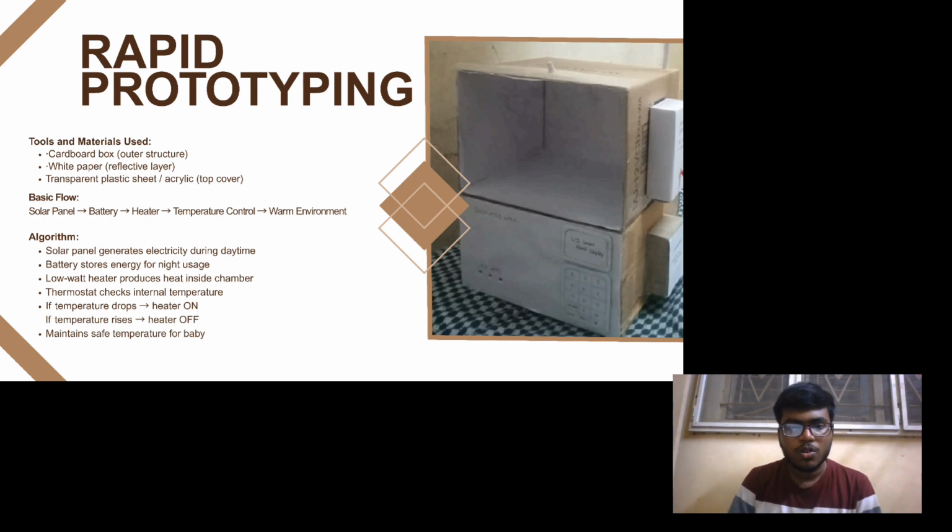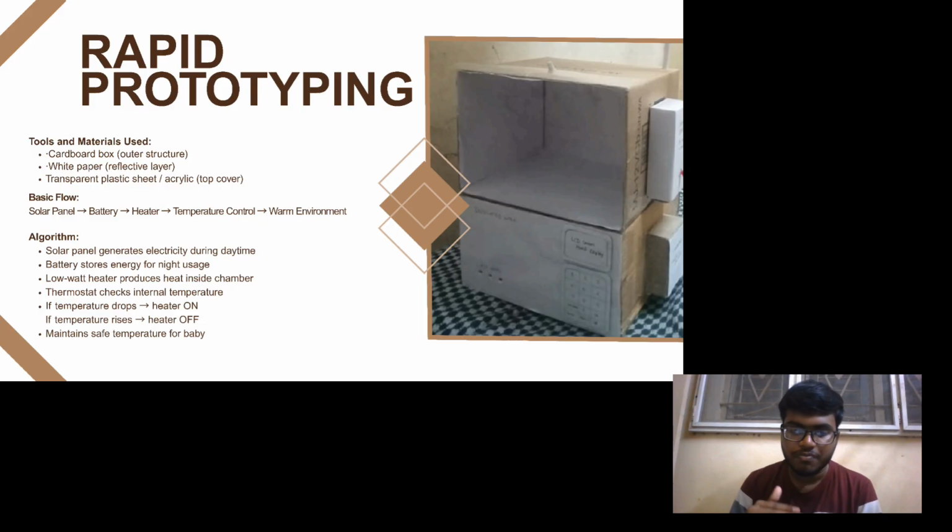So the basic flow of our prototype is that it has a solar panel on the top, and in the top portion of our project we have the baby placing area. In that area we can place our baby, and that area is completely insulated using, for now, white paper, but in development it will be an insulated wall. That insulated wall will keep the heat from going away from the box, and below the baby placing area we have the heater.